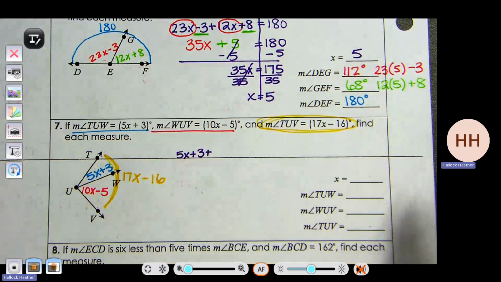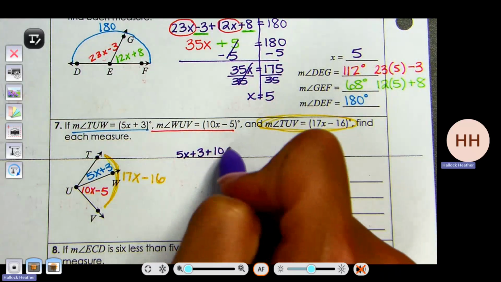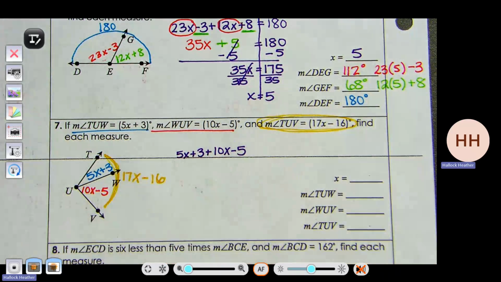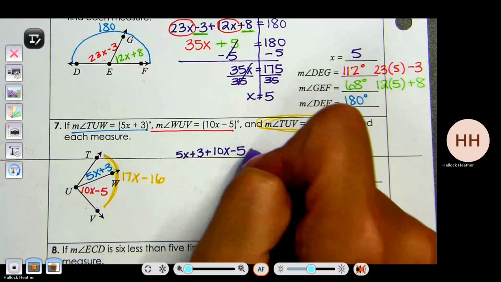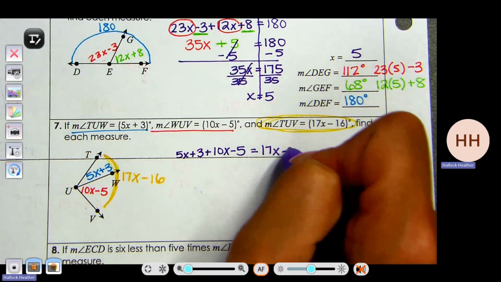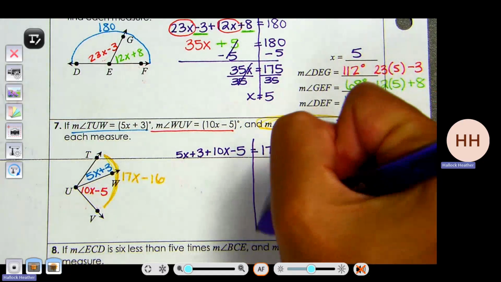What am I adding to it? What's the other little angle? 10x minus 5, because you're doing the inside, so you're doing little angle. You're adding them together, and it equals the total. This time it's not a number. What's it going to be equal to? 17x minus 16. So this one's like a really long equation.